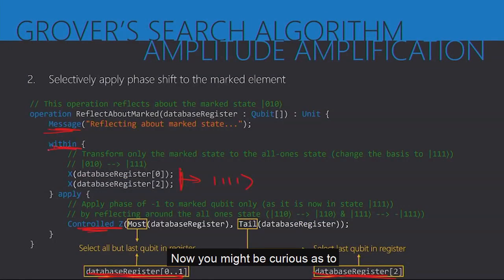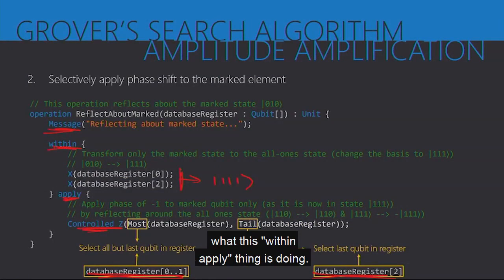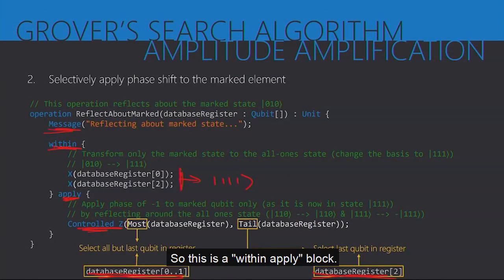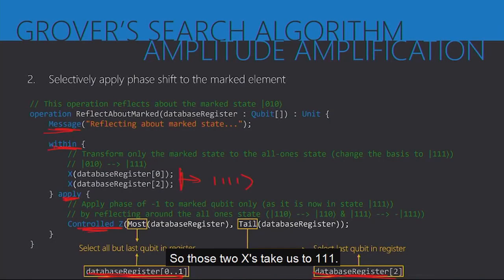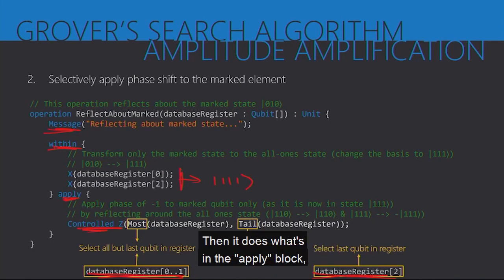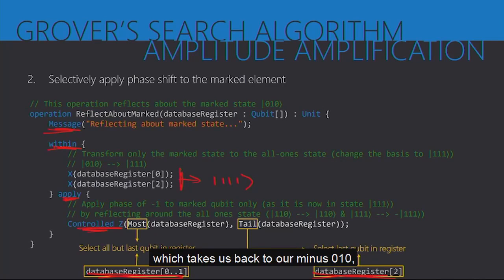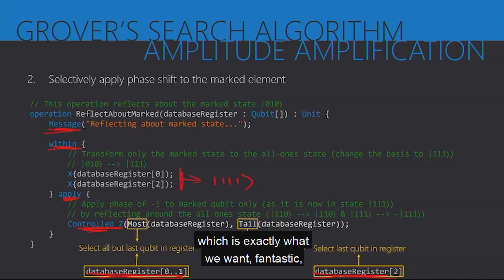Now, you might be curious as to what this within apply thing is doing. So this is a within apply block. What it does is it does whatever is in the within block first, so those two X's to take us to 1, 1, 1. Then it does what's in the apply block, the controlled Z, to take us to minus 1, 1, 1. And then it undoes whatever was in the within block. It does the adjoint, which takes us back to our minus 0, 1, 0, which is exactly what we want. Fantastic.